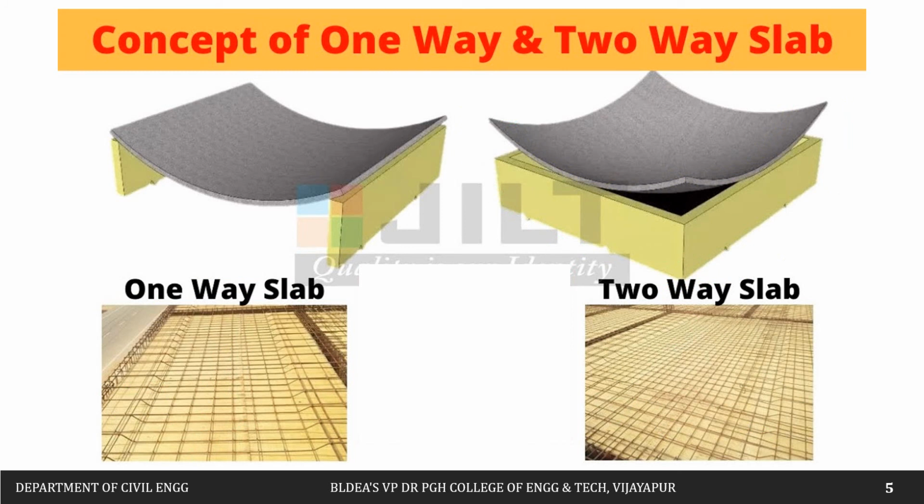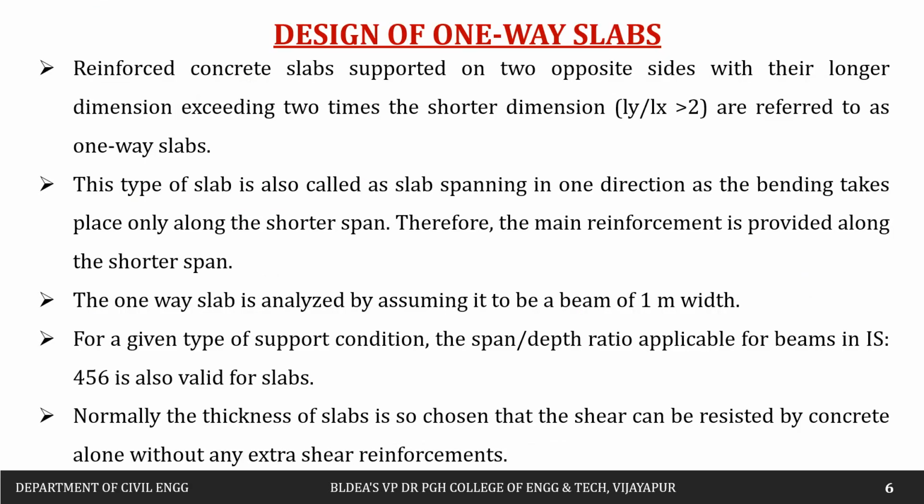So one thing we can remember is, in a one-way slab we are going to place the main reinforcement along the shorter span. Why? Because bending happens in that direction. When it comes to a two-way slab, in both the directions our slab is going to bend. So therefore in both the directions we are going to provide the reinforcement.